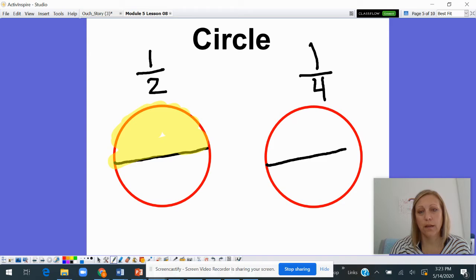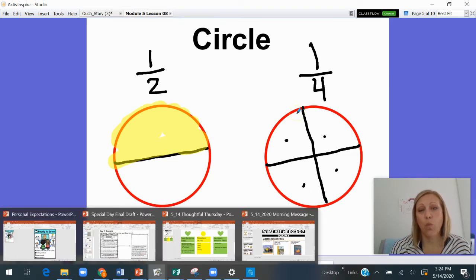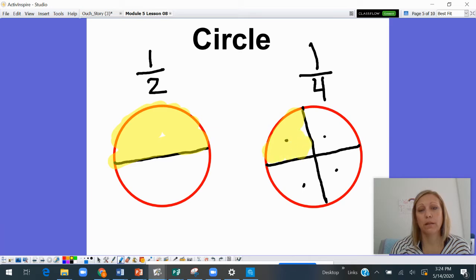Let's try to split the circle in fourths. I'm going to go here. There's 2 parts, but I need 4 pieces. So I'm going to go straight down. How many parts do we have? 1, 2, 3, 4. So that's one. To be 1/4, I actually have to color it in. So I have to color one part. That's 1/4.